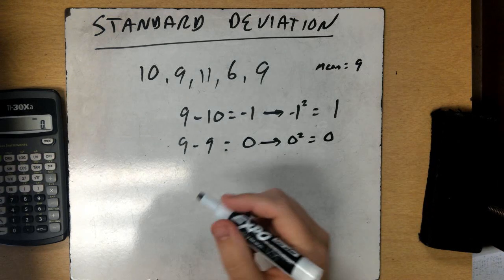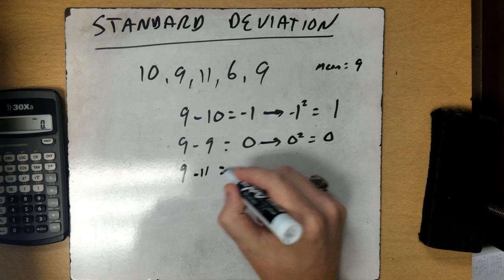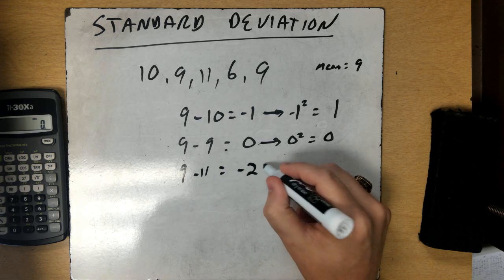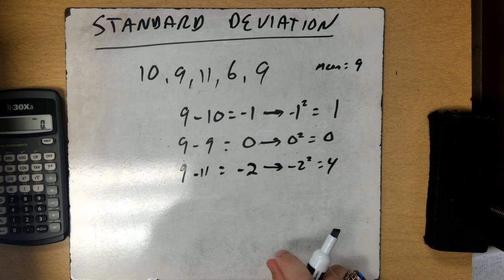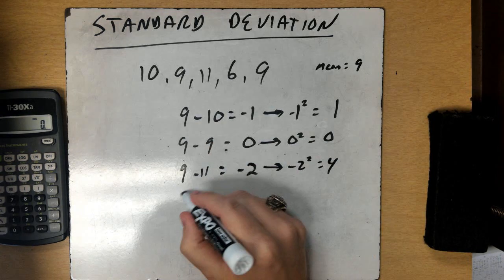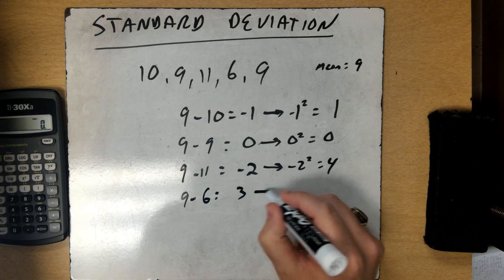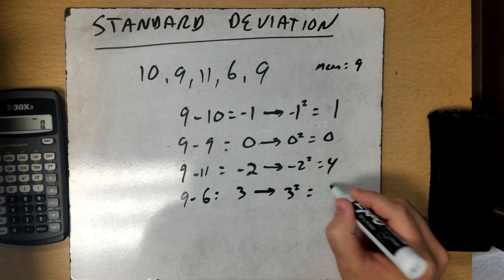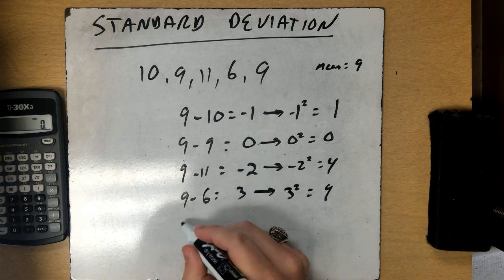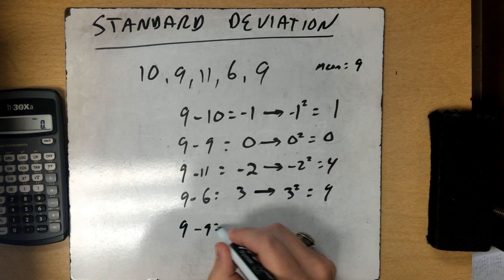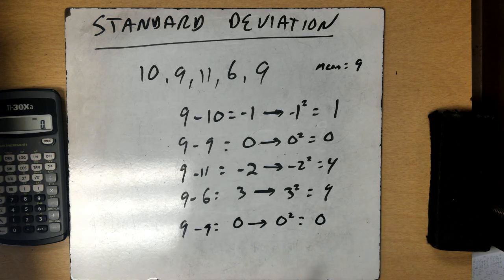Next, we're going to do 9 minus 11 equals negative 2, and then negative 2 squared equals a positive 4. 9 minus 6 equals 3, and 3 squared equals 9. And then our last one, 9 minus 9 equals 0, and 0 squared equals 0.